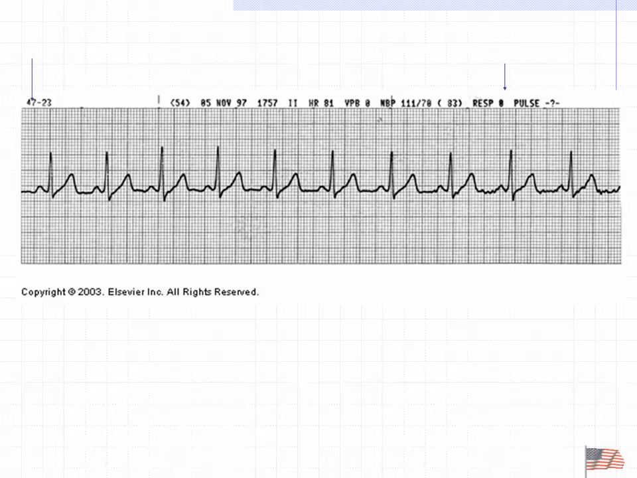What I've done is I've drawn with the blue arrows, in essence, what that was. So from that blue arrow to that blue arrow is 6 seconds. So count the number of beats in that 6 seconds and multiply by 10, and I have my heart rate. 1, 2, 3, 4, 5, 6, 7, 8.